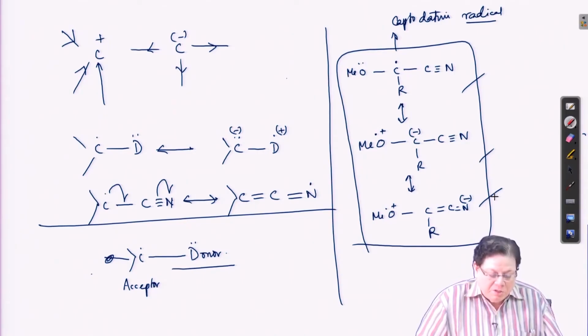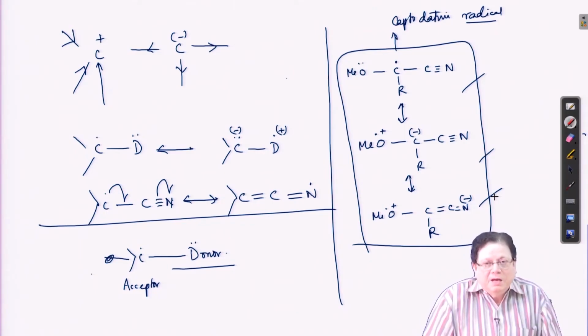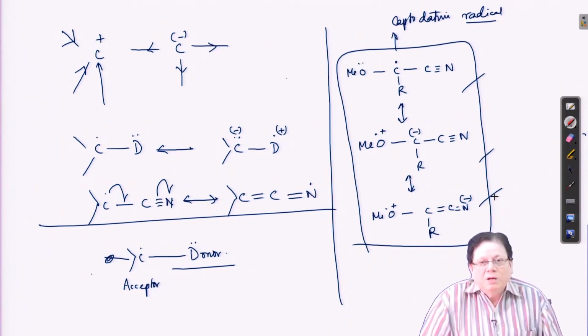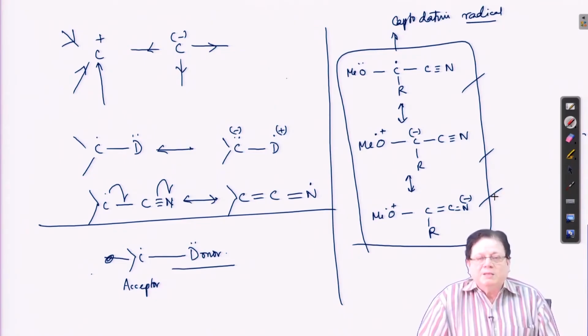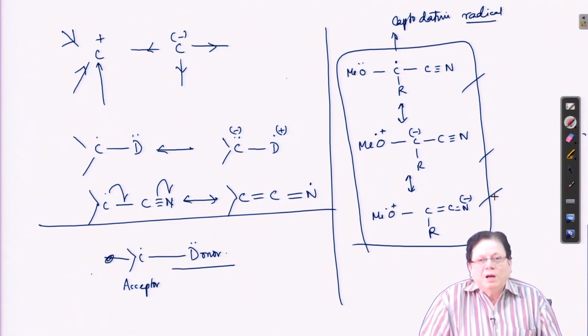Okay. So, that is all about the stability. To summarize, radicals are stabilized by donors, and they are stabilized by acceptors. However, the best stability comes when both acceptor and donor are present, and these radicals are called captodative radicals.